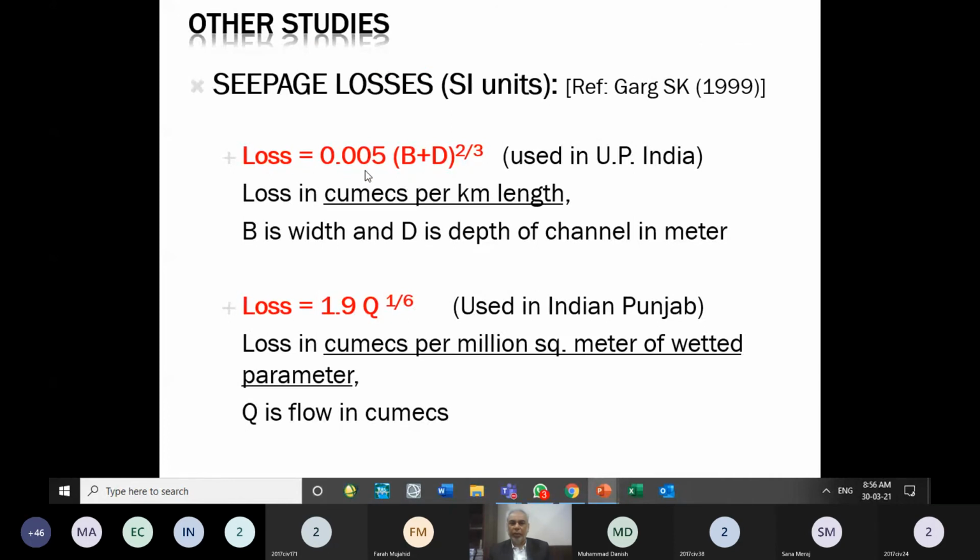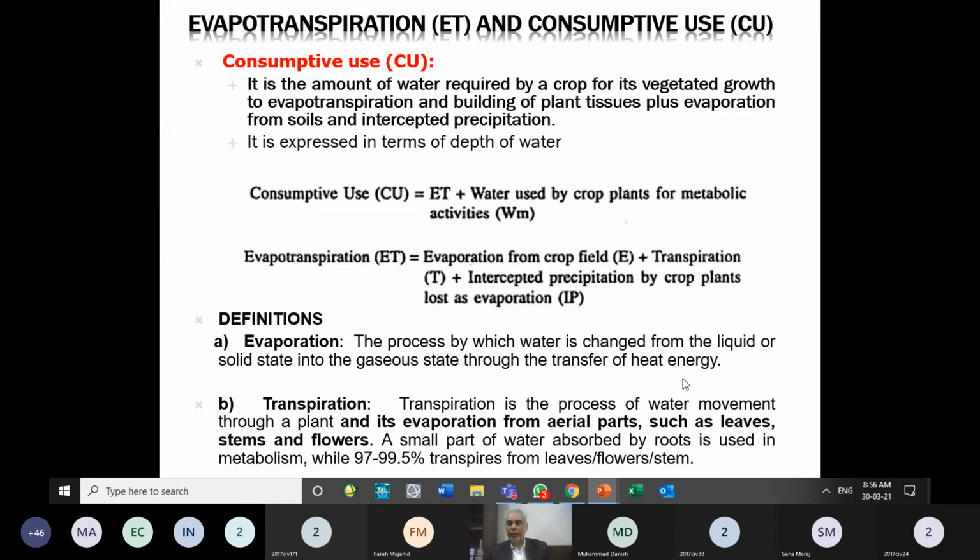If we want to measure the loss using only the perimeter, not the discharge, that is also a good way of representing the loss, because more the seepage, more the area of the canal from where seepage can occur, more will be the seepage losses. So they are only using the width of the canal and the depth of the canal, and they have related it with the losses. So cubics of loss per kilometer length will be 0.005 B plus D power 2 by 3. So all these formulas are for unlined canal. Usually we say that seepage losses are close to zero in case of the lined canals.